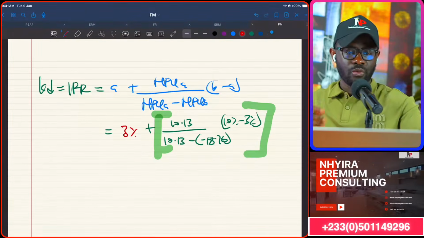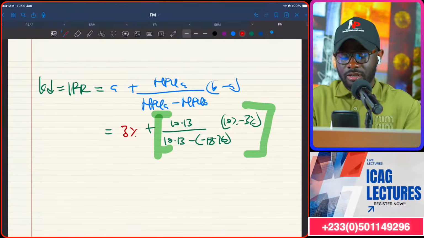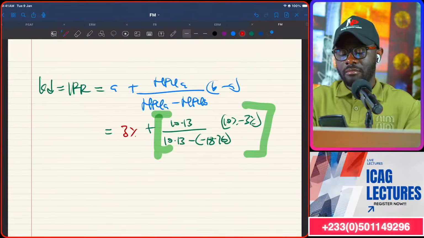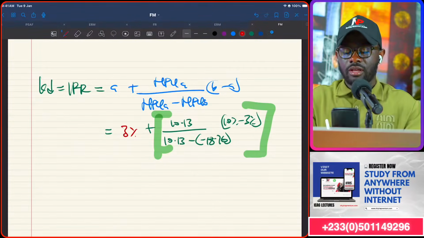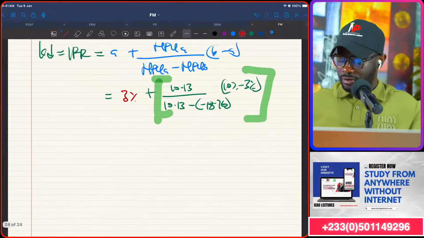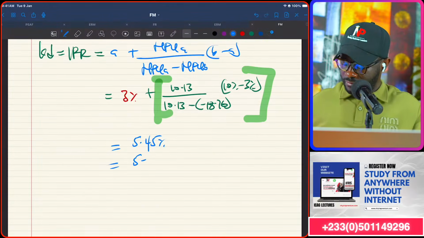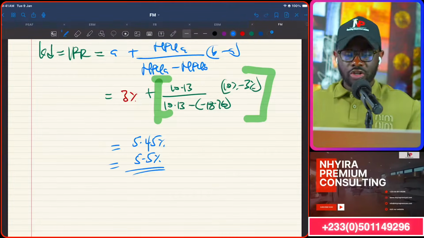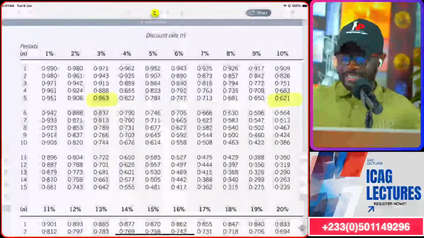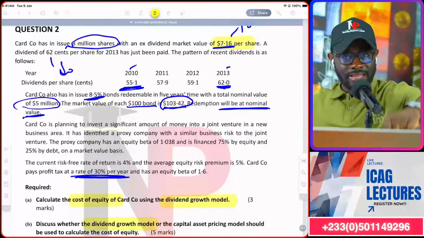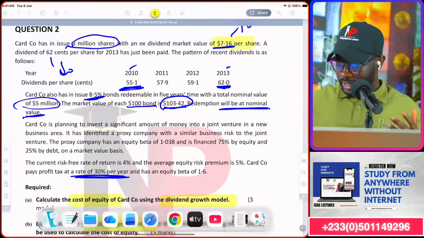So what do we have? If you have a good calculator, you can punch it. 10.13 over 10.13 plus 18.76, bracket, 0.1 minus 0.03, bracket close. Then we add that to 0.03 times 100%, and that is 5.45, or give and take 5.5%. So this is the cost of debt calculation for redeemable debt. For all redeemable debt, the cost of debt calculation is going to be IRR. And that is the idea about that.